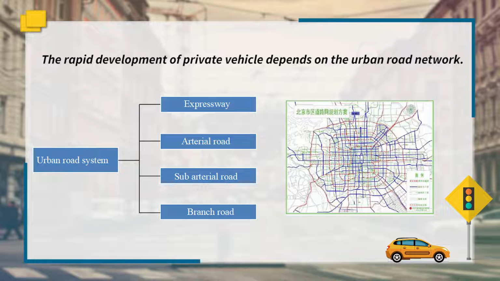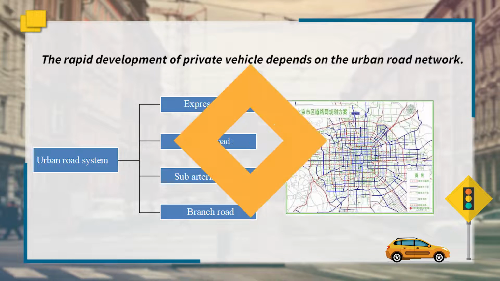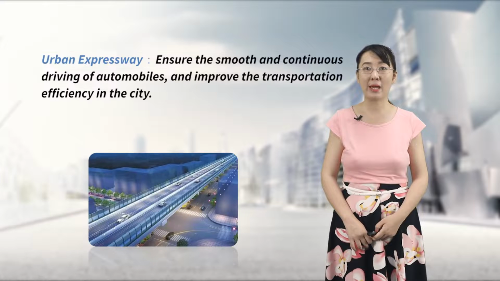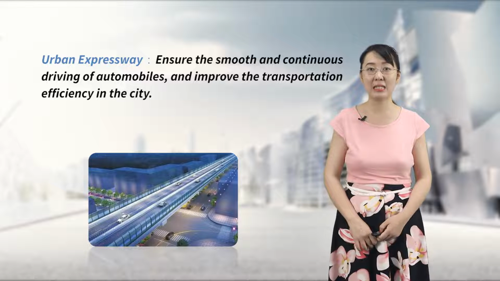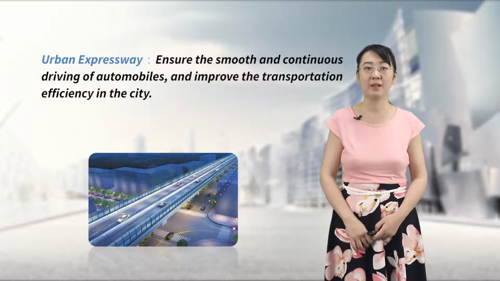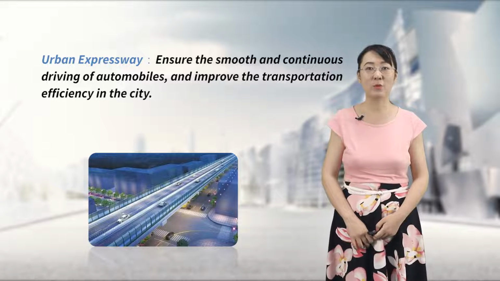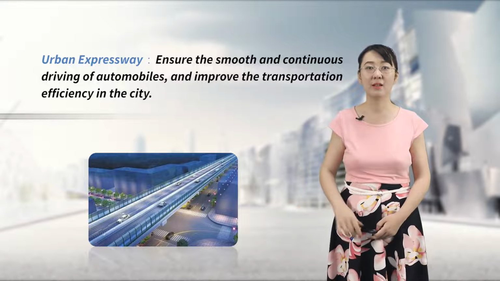The figure shows the road network planning of Beijing. Different types of roads are marked by different colors. Urban expressways are intracity expressways that are designed to smooth the traffic flow and improve the travel efficiency in the city. The features of expressway are as follows.